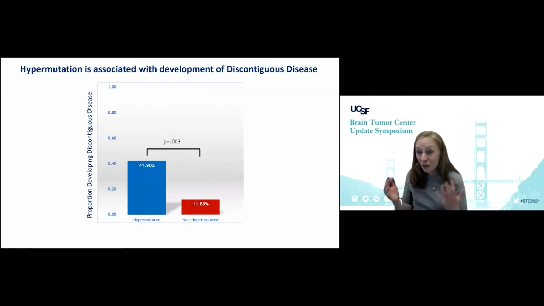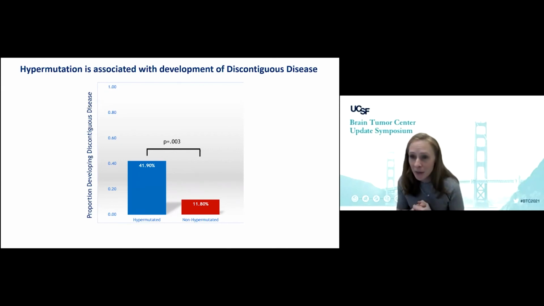All right, so I just told you that hypermutation is a common event. We're also showing you that it's associated with high-grade transformation and worse overall prognosis. And when we were looking at these cases, we noticed something really interesting. There were very distinct patterns of recurrence. Normally when you see progression of a low-grade tumor, it's contiguous with its primary site of disease or the surgical resection cavity. We started to notice that many patients were having recurrence in multiple different locations.